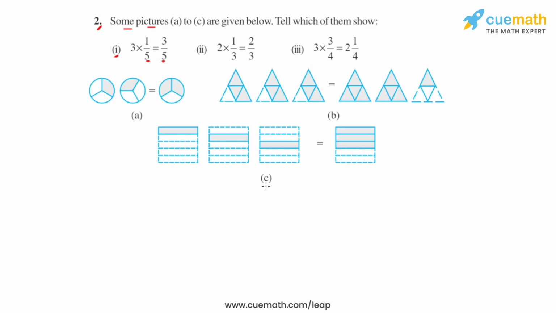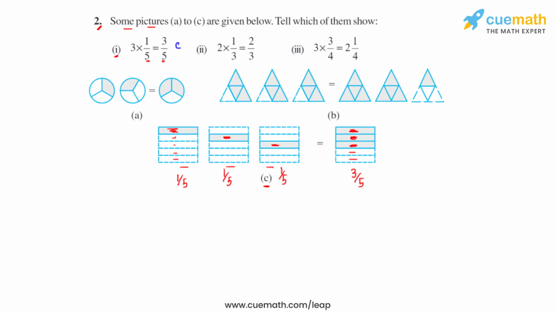So if we carefully observe option C, we have 3 figures. Each figure has 5 parts, of which only one is shaded. So each figure represents 1/5. If we put them together, we get 3/5. That is, there are 5 parts, of which 3 are shaded. So option C is the best fit for the first bit. So the answer for the first bit is C.